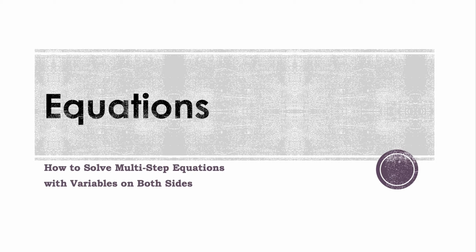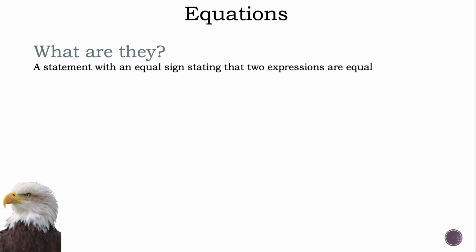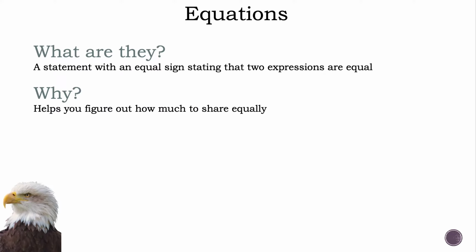Equations. How to solve multi-step equations with variables on both sides. What are they? A statement with an equal sign stating that two expressions are equal. Why? It helps you figure out how much to share equally.